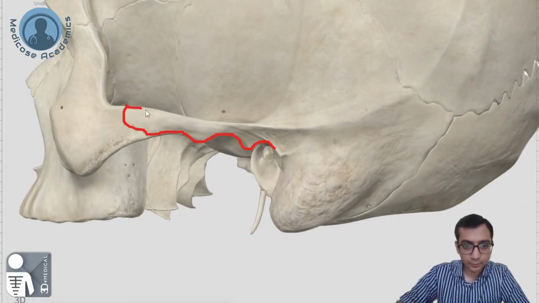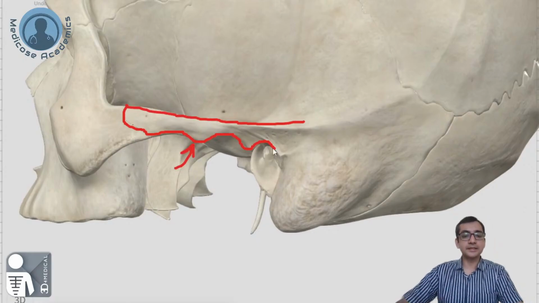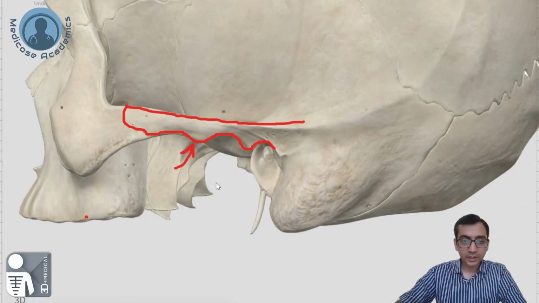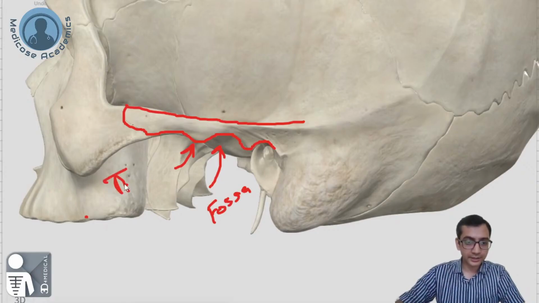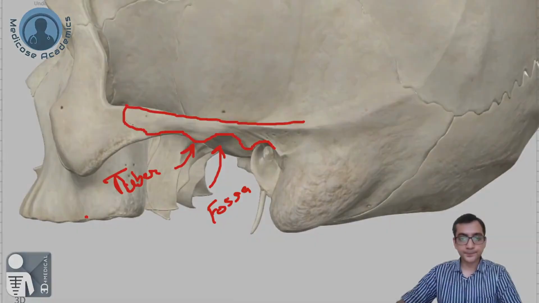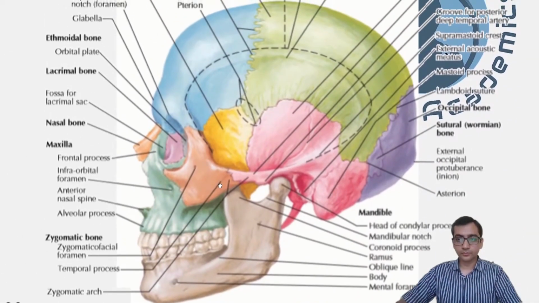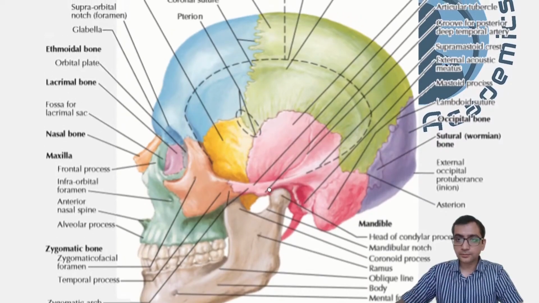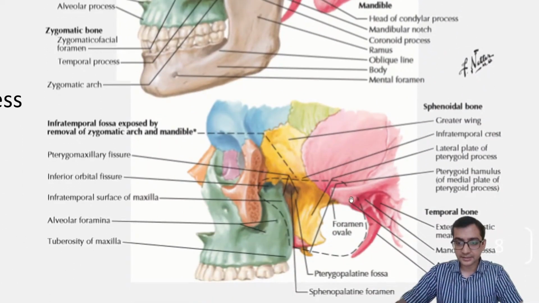I am outlining the zygomatic part of the temporal bone. This raised part is the articular tubercle, and this part is the fossa. It has depth; this is the fossa, and this is the tubercle. Let me show you right here. This part is called the articular tubercle, and the part behind it is the mandibular fossa, because the mandible is fitted here.